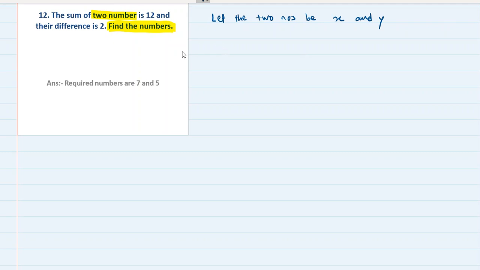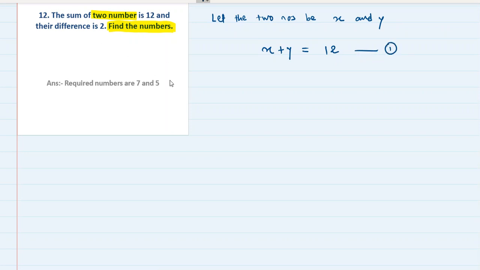Now, according to the statements given in the question, hints given in the question, try to form the equation. The first statement which I can find is the sum of two numbers is 12. Okay, so we can easily make an equation in two variables. x plus y is equal to 12. Is this a linear equation in two variables? Yes. Name it number one.